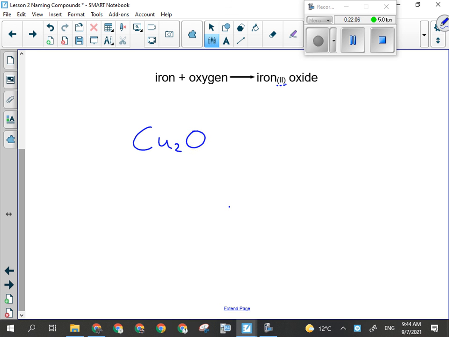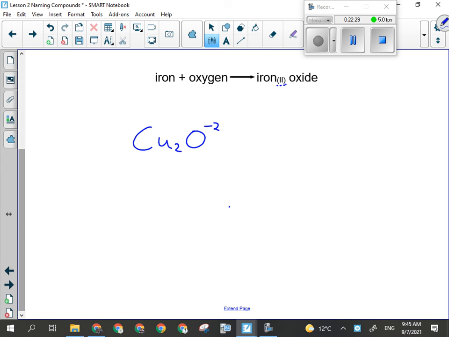Copper can have a 1+ charge or a 2+ charge. Which copper is this? This is the copper with the 1+ charge. Okay, how do I know that? Well, what I do is I look at the nonmetal. There are no nonmetals that have more than 1 possible charge. Everything on the right-hand side of the staircase has 1 charge and 1 charge only.